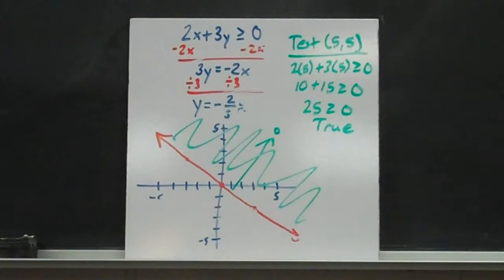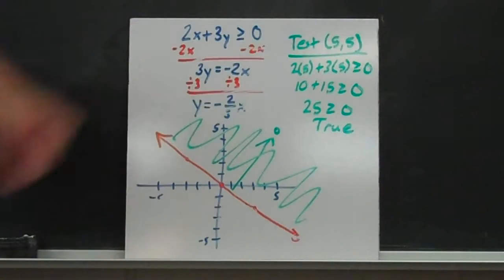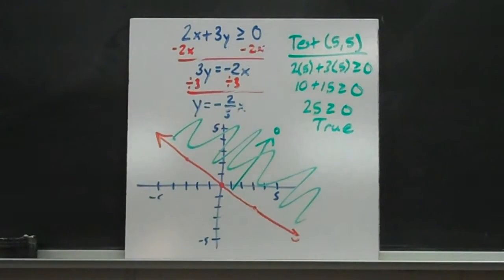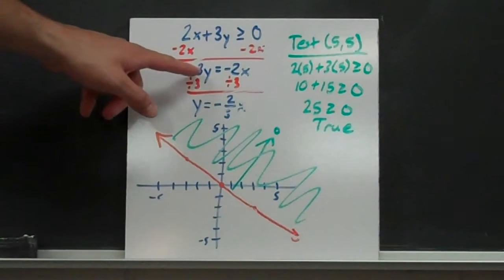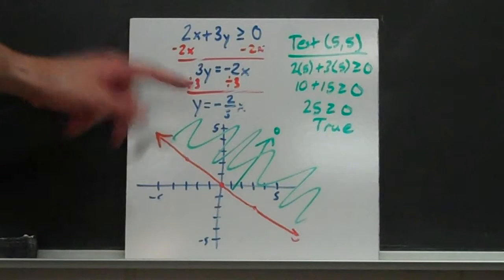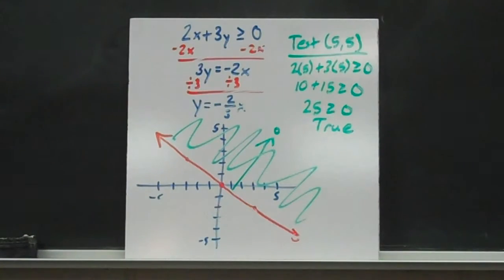Here's another example. We have 2x plus 3y is greater than or equal to 0. If we're going to graph this, the first thing we need to do is put it in y equals form. So we subtract 2x from each side and get 3y equals negative 2x. Notice I changed it to an equal sign because for right now, that's all we're doing is we're getting it in y equals form. To get rid of the 3 here, we divide by 3 and y equals negative 2/3 x.